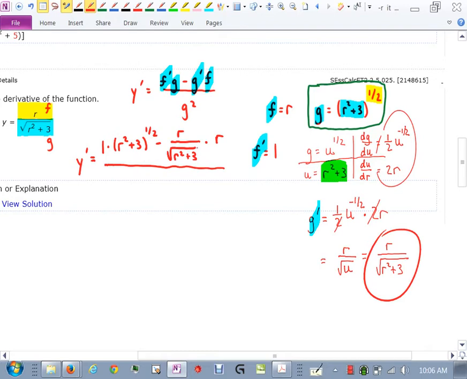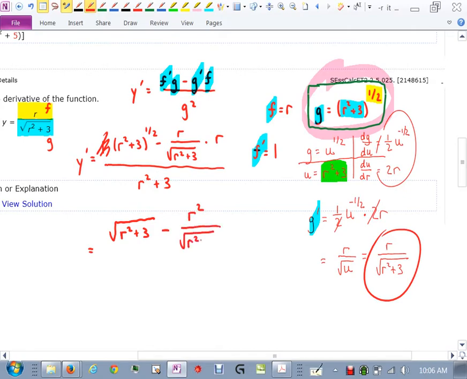All of that over g squared. So if I take g and I square it, notice that there's g. If I square it, the square root goes away. I'll just be left with the r squared plus 3. Let me try and clean this up. I don't need this 1 out here. That's really just square root r squared plus 3 minus r squared over square root r squared plus 3, all of this over r squared plus 3.